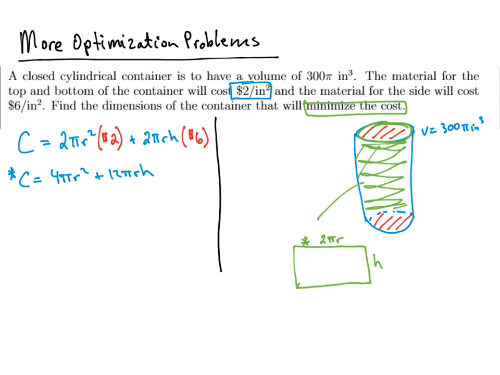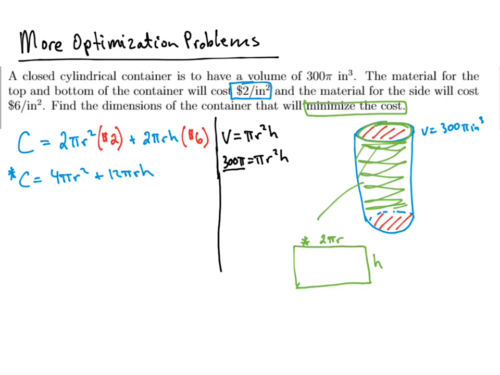So the restricting equation we're going to use is the volume of a cylinder. And the volume of the cylinder is pi r squared times h. So we already know what the volume is. That's 300 pi equals pi r squared h. So I'm going to solve this equation for h because it's not 300, it's 300 pi. Let me fix that. Okay, 300 pi right there.